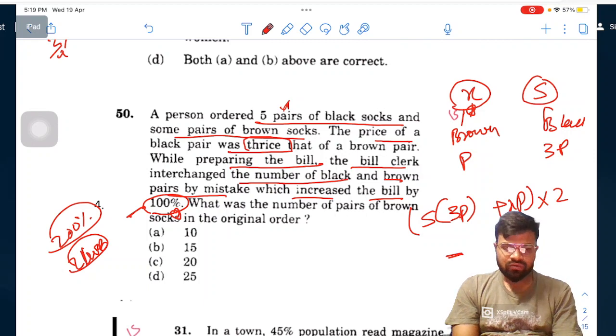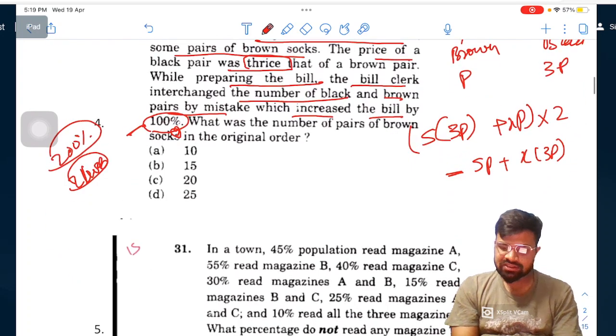Original bill into 2 is the new bill. 5p plus X into 3p. So these are our equations. This is our language of maths. These are our new equations.